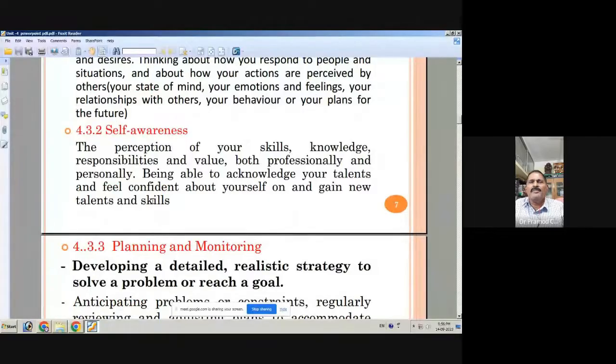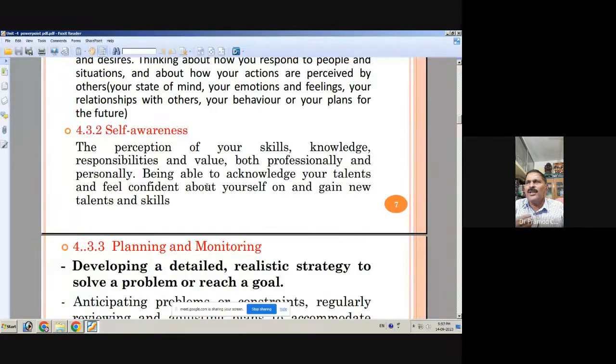Next point is self-awareness: the perception of skills, knowledge, responsibilities and values. It may be personal, it may be professional. What is perception? We have five sense organs. When the five sense organs are active, we go for sensation. Sensation leads to perception. Perception leads to concept formation. So we must perceive ourselves, our skills, knowledge, responsibilities, and values, professionally and personally.